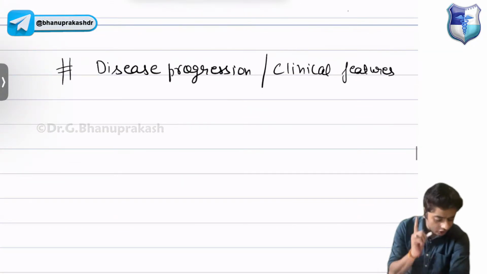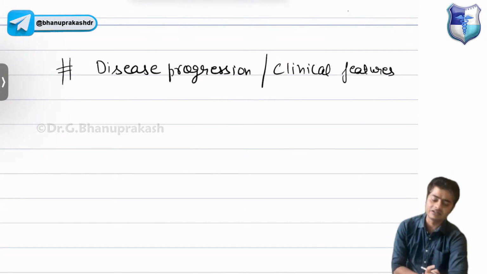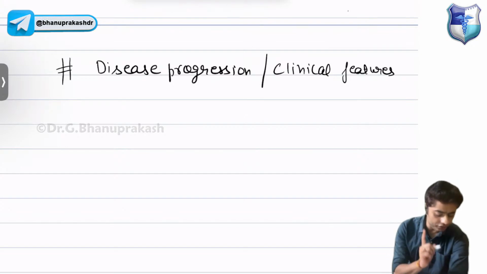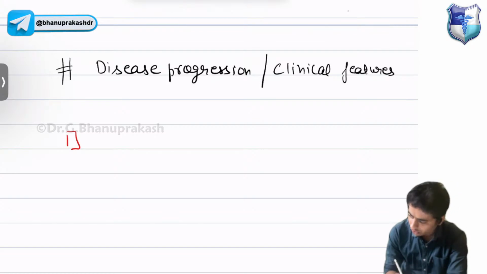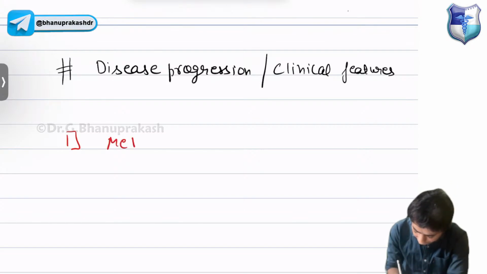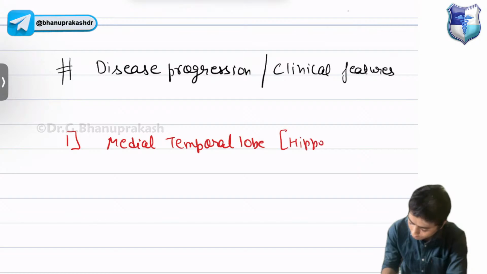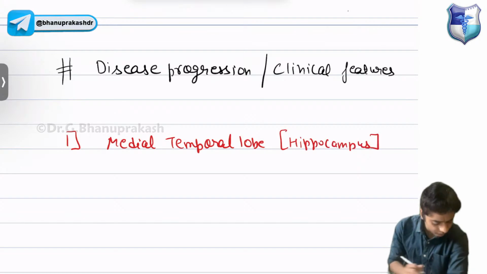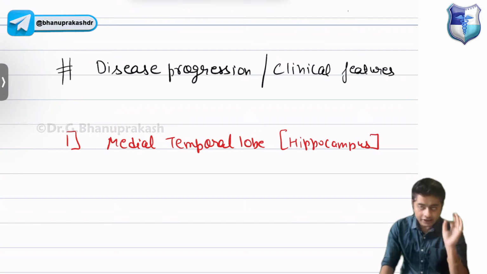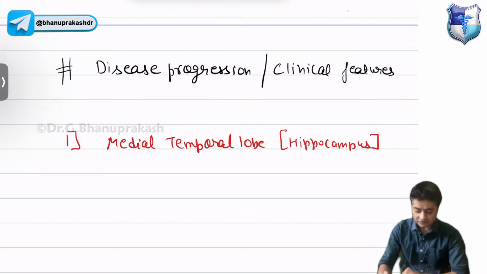So tell me first, which part of the brain is first affected in Alzheimer disease? Just tell me. It is your medial temporal lobe. That is your hippocampus. So the disease will start from the hippocampus.